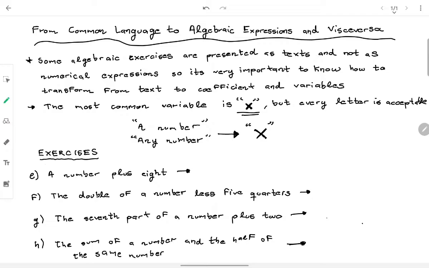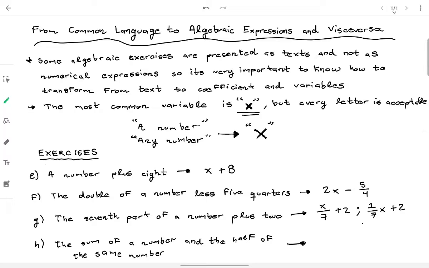So let's see these exercises. A number plus 8, that will be x plus 8. The next one says the double of a number less 5 quarters. So we can represent it like that. The next one says the seventh part of a number plus 2. Remember, we can also write this as the seventh part of a number plus 2. Both of them are correct. Let's see the next one.